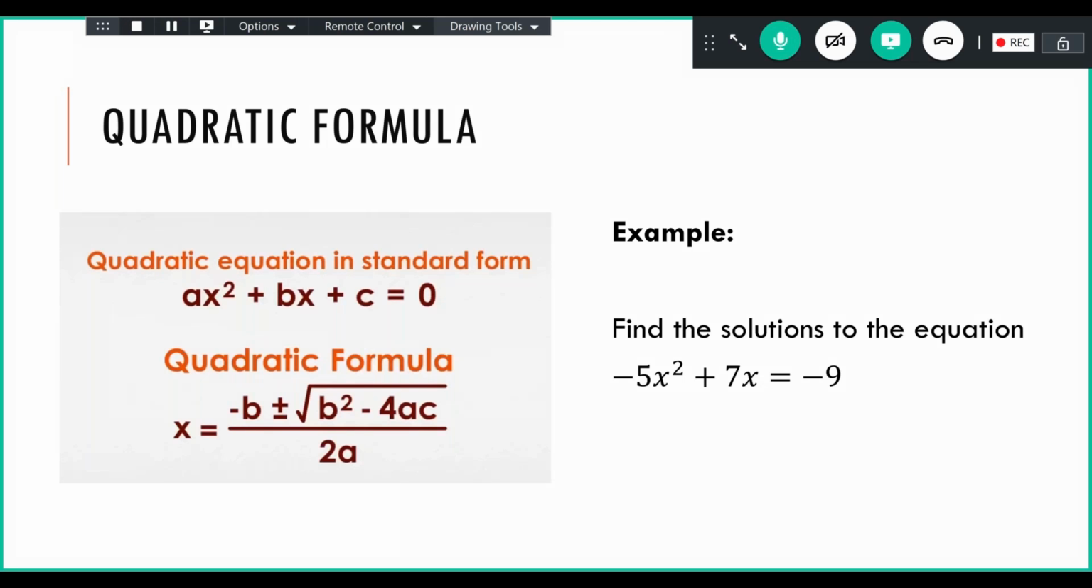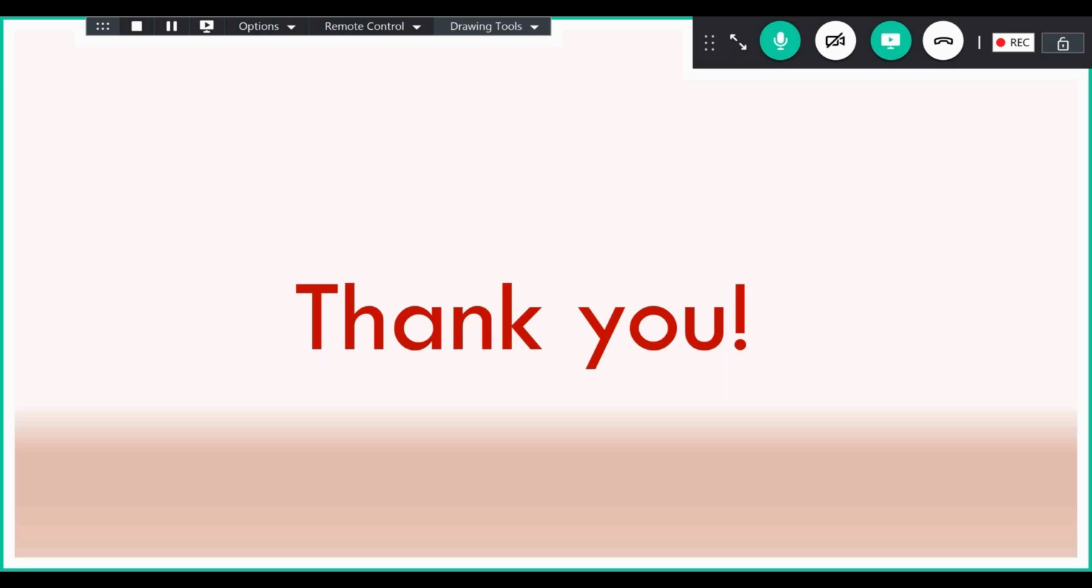And so that was our last way of finding the solutions to a quadratic equation. That's basically the end of my PowerPoint for the quadratic equations. We talked about what a quadratic equation is and how they look, how they're parabolas, and how they look when you have two solutions, one solution, or no real solutions.